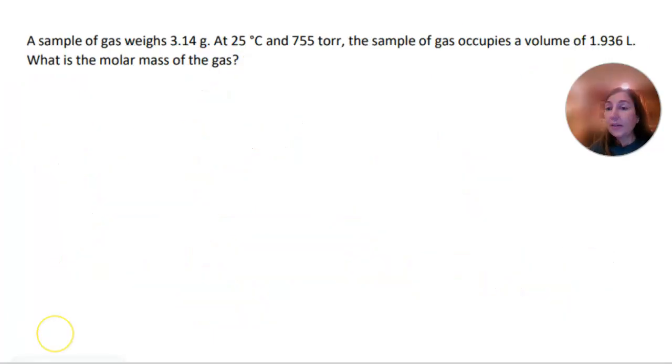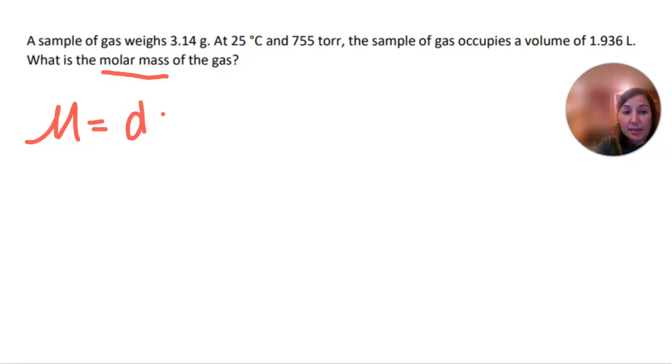Okay, here's our last example problem. It says a sample of gas weighs 3.4 grams. At 25 degrees C and 755 torr, the sample of gas occupies a volume of 1.936 liters. What is the molar mass of the gas? Well, if you look back, we had a molar mass equation. Can you find it? It's density times RT over P.